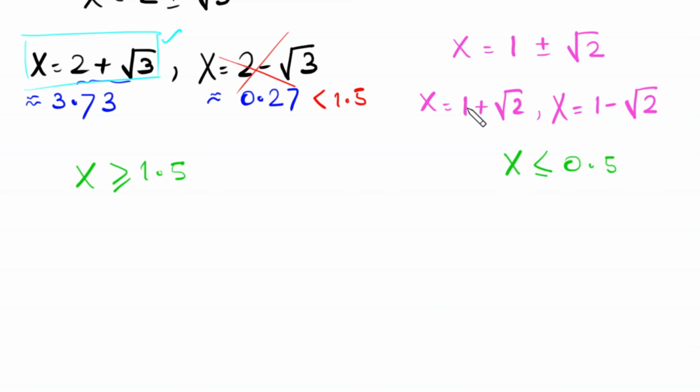This 1 plus root 2 is approximately equal to 2.41, which is greater than 0.5. So this is a valid solution. This 1 plus root 2 is a valid solution. And this 1 minus root 2 is approximately equal to negative 0.41, which is less than 0.5. So this will be rejected. So we have two valid solutions, 2 plus root 3 and 1 plus root 2.